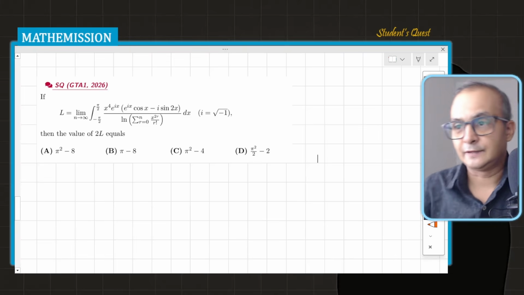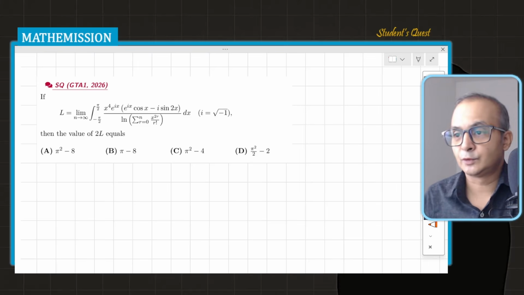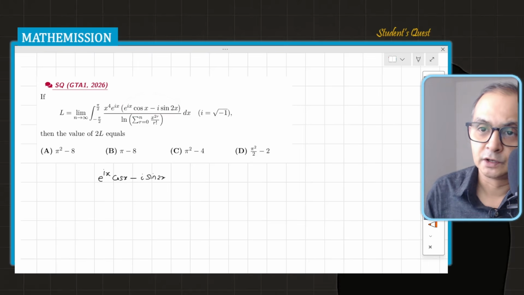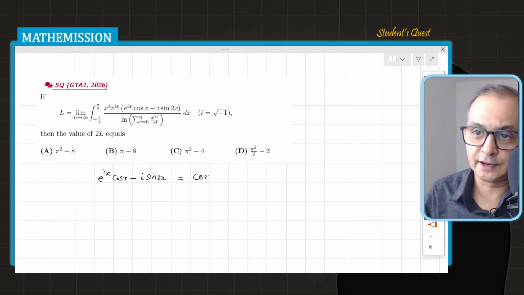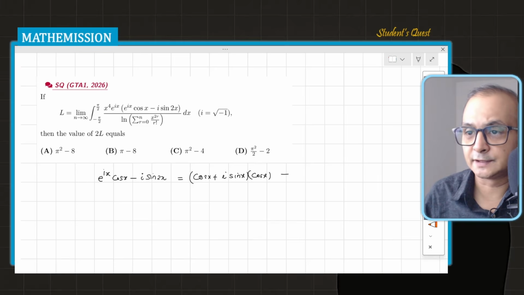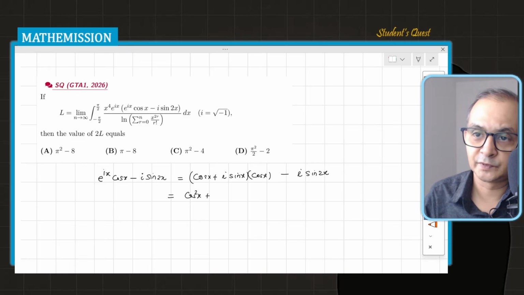So let's first evaluate the numerator, and I'm going to evaluate only this part. So this is e to the power ix cos x minus i sine 2x. And this e to the power ix I can write as cosine x plus i sine x, which is multiplied to cosine x again. And this is minus i sine 2x. Now notice one important thing: when we multiply here again, we'll get cosine square x plus i sine x cosine x.